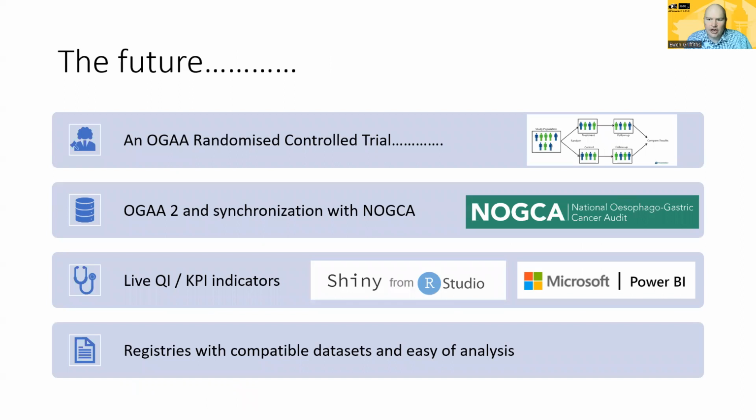What we're going to do in the future? Well, we're considering, can we do a randomized trial? Can we improve our data capture nationally? Can we move into gastric cancer? Can we give surgeons live KPIs, quality improvement indexes? When they submit the data, can they get an output? I think this is very exciting. We would like our registry compatible with other ones to make sure we're friendly to surgeons submitting to other data sets such as NOGCA and other national registries.